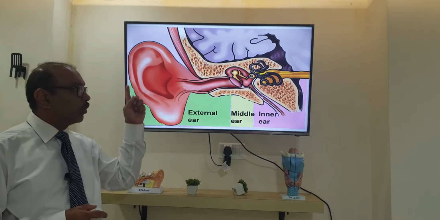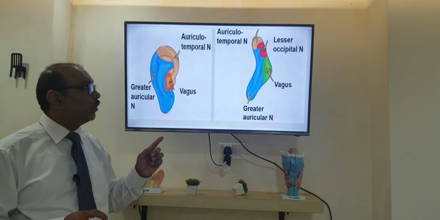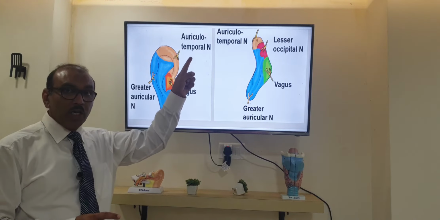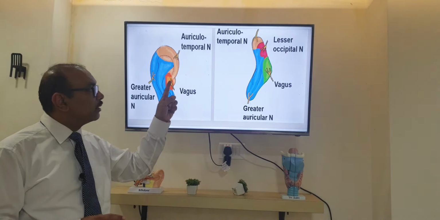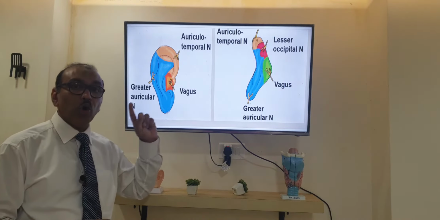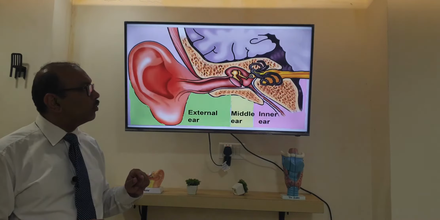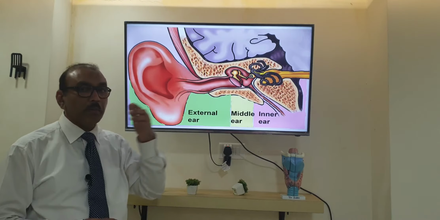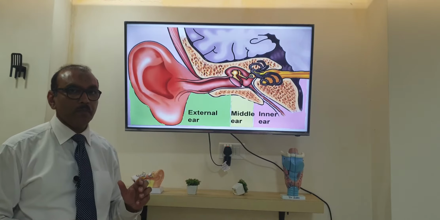The pinna alone, this is called the pinna for your information, is supplied by diverse nerves. See, the 5th cranial nerve, the 10th cranial nerve, and nearby that area it's supplied by the 7th also, then you have the greater auricular nerve also. The same thing applies to the auditory canal and the middle ear also, with a small difference.